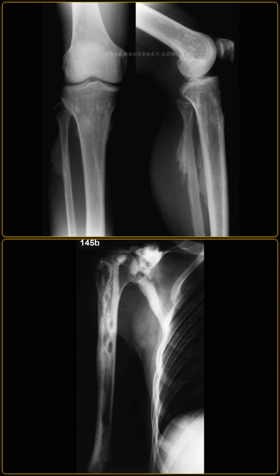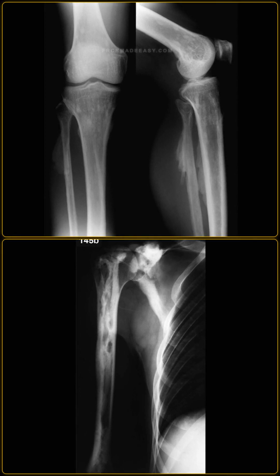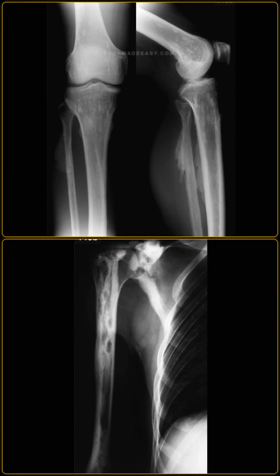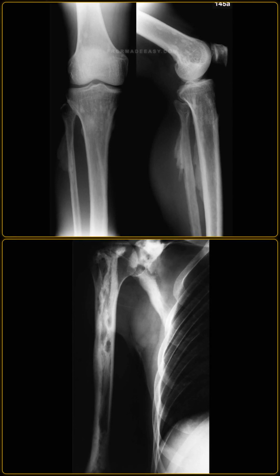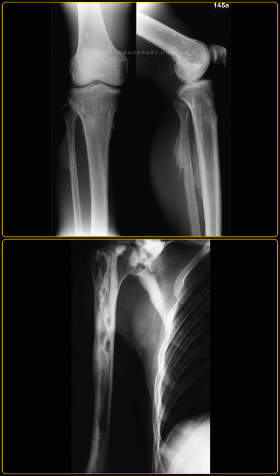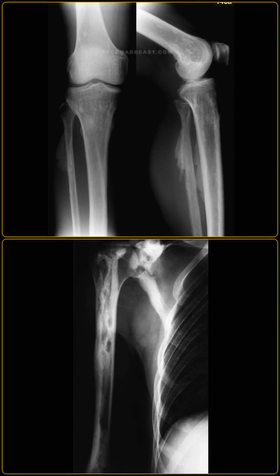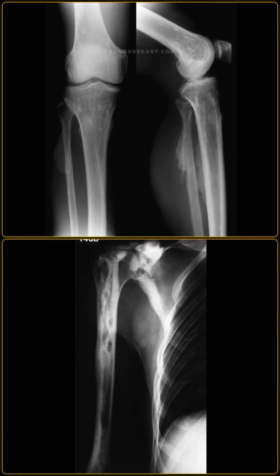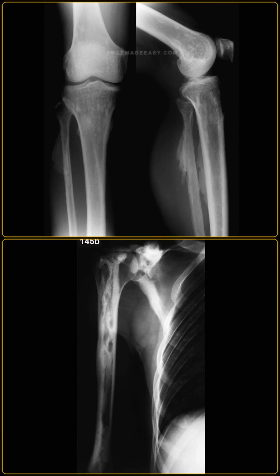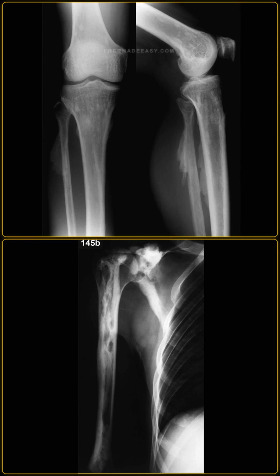It is characterized by multiple small, symmetric, ovoid sclerotic bone islands measuring 2 to 10 millimeters. These bone islands are clustered symmetrically at the metaphyses and epiphyses of long bones, pelvis, hands, and feet. They run parallel to the trabecular path, are completely asymptomatic, and do not demonstrate increased uptake on bone scintigraphy.